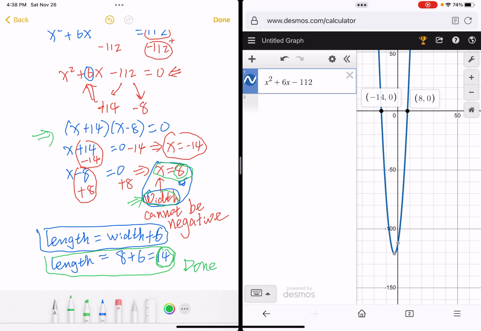Later on, we will use this one, the vertex, to do different applications. That's why this parabola is very important. Let me get my mouse out. You see right here, this parabola graph. When you import that, you get this. It's very important.